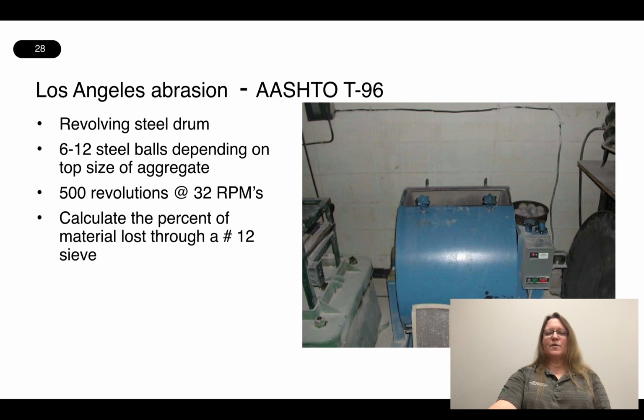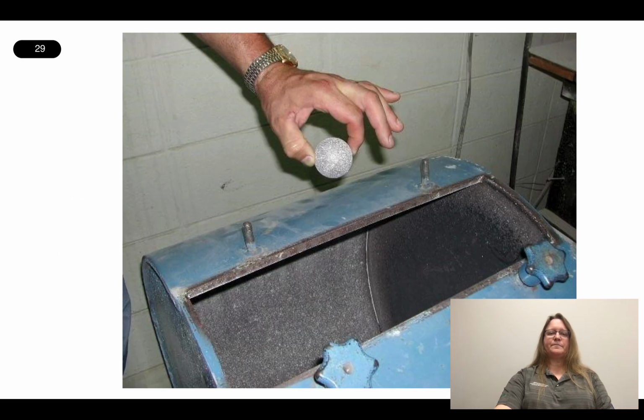And then, we put the steel balls in there with the aggregate and let it tumble around, and then see how much material is lost. Sieve it when it goes in, sieve it when it comes out, and then see how much material is lost. And that tells us how prone to breakage that material is. So this shows the steel ball going into the tumbler.